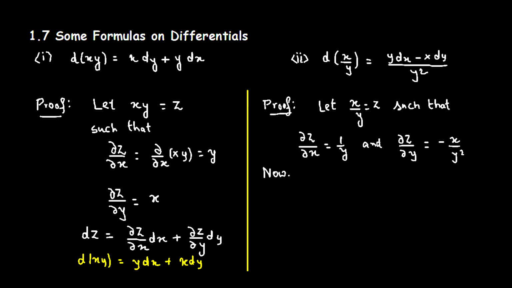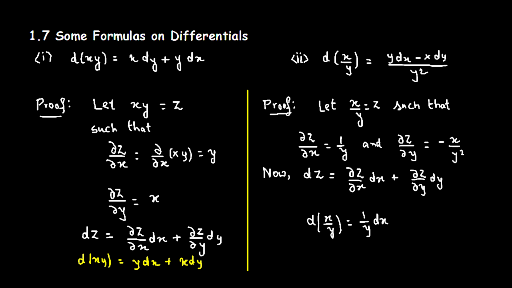Now we know that d of z, that is the differential dz, is equal to the partial of z with respect to x times dx plus the partial of z with respect to y times dy, such that d of x over y will be equal to, replacing the values of the partial of z with respect to x and y, 1 over y times dx plus negative x over y squared times dy, and when we rearrange it, that should give us y dx minus x dy divided by y squared.